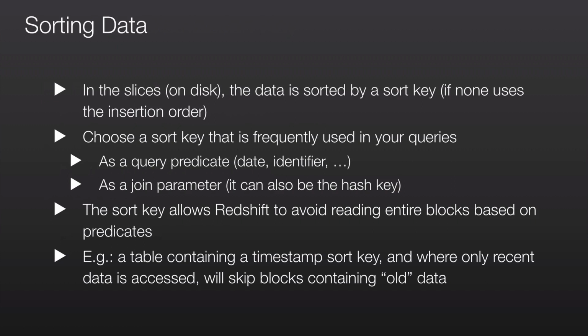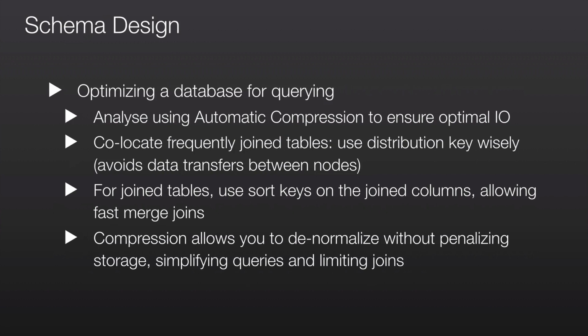So for example, if you had a table that contained a timestamp sort key and you were looking for a recent date range, you'd entirely skip reading any blocks that contained old data where the zone map showed that these blocks did not include data that was relevant to your query. And again, this can minimize internode traffic and dramatically improve query performance. So sorting is critically important for query performance optimization as well. And then lastly, schema design. You want to optimize your data for querying. It's pretty obvious for query-oriented workloads.